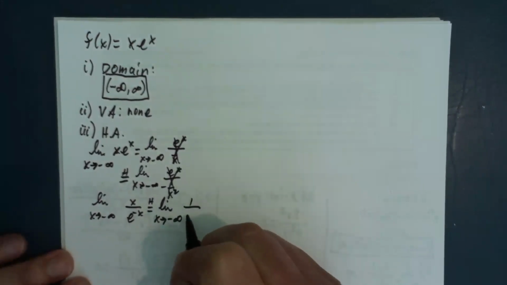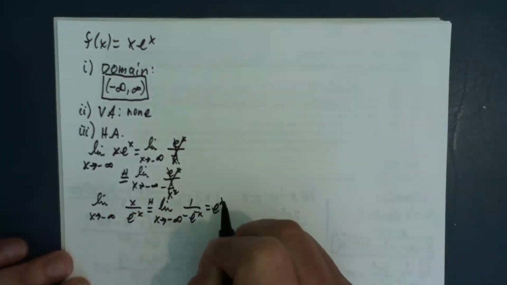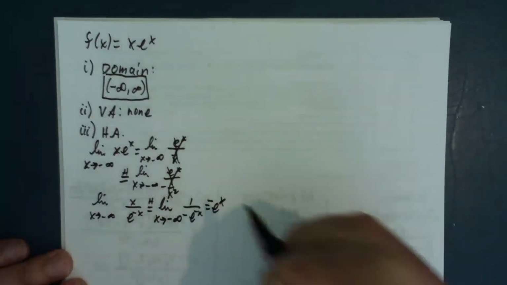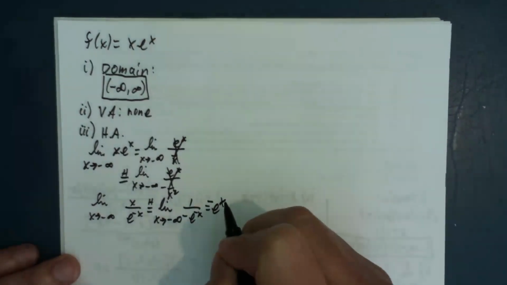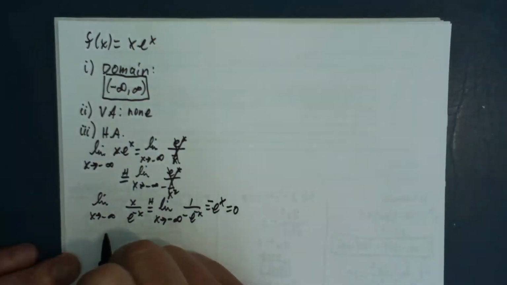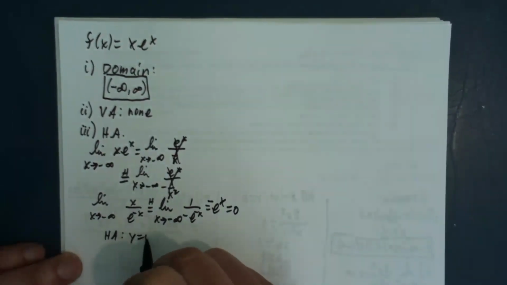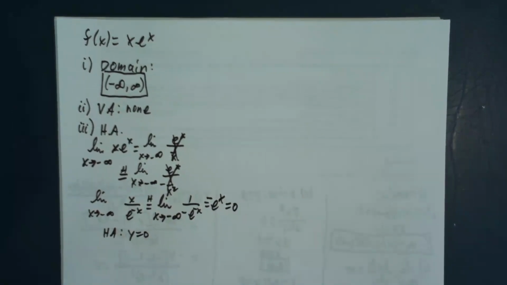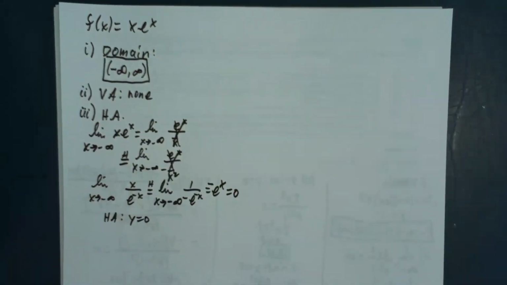I get 1 over negative e to the negative x, which is just e to the x, with a negative in front. And now as that goes to negative infinity, that is going to 0. So we have a horizontal asymptote at y equals 0. I could do it for x going off to positive infinity, but the logic would be exactly the same. It would still go to 0. All right. Part 4.